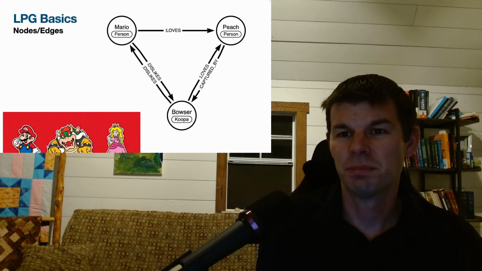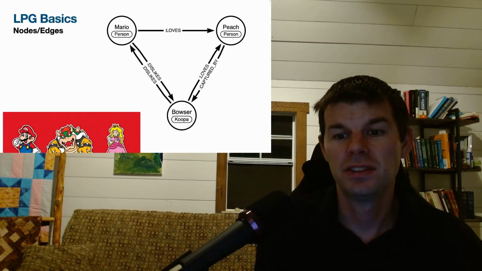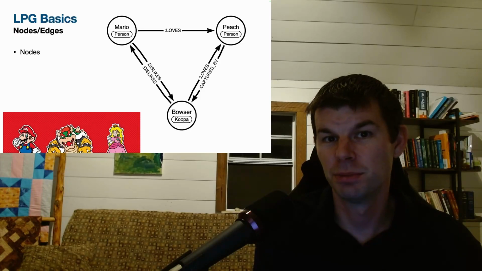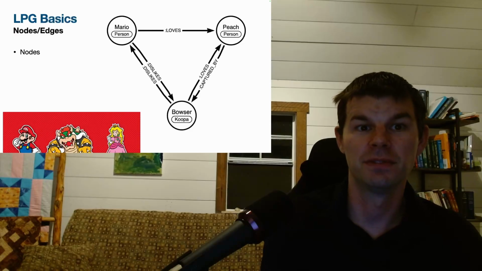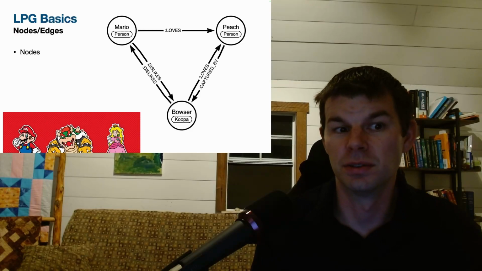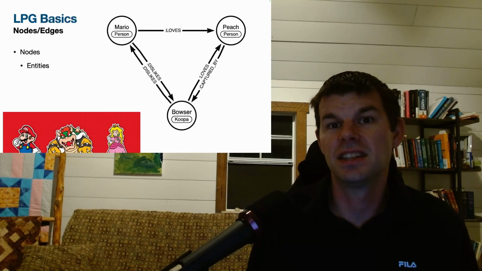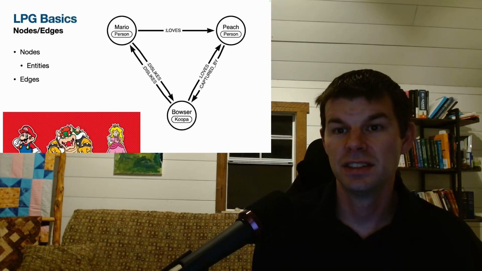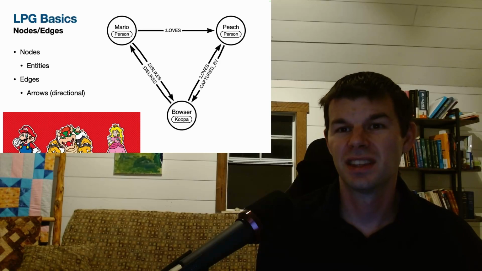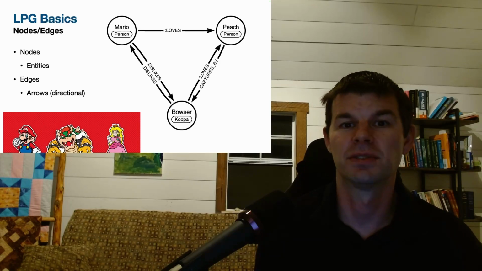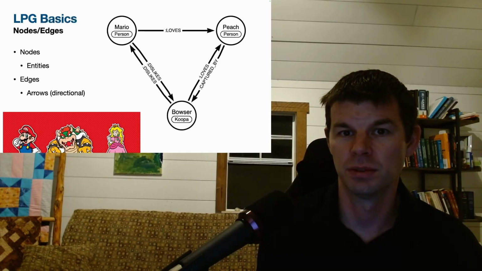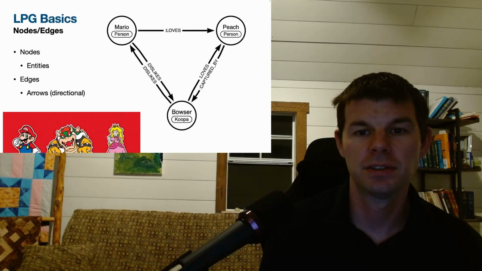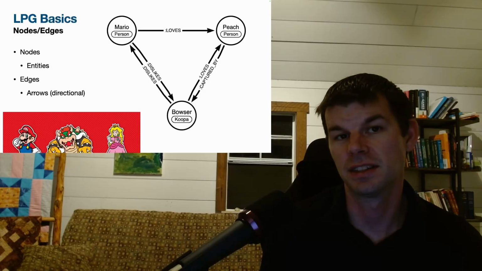An LPG looks something like the following. We've got Mario, Peach, and Bowser. We connect them with arrows. Nothing super complicated here. This should be familiar if you've been on this channel for a little bit. We've got nodes and edges. So nodes are those circles, right? They're entities. They stand for things that we want to represent in the world or in our data. And then we've got edges, and those are our arrows. Those are the things that directionally connect our different entities, our different nodes, one to another. So Mario loves Peach, and Peach is captured by Bowser, and Bowser dislikes Mario, who dislikes him back.